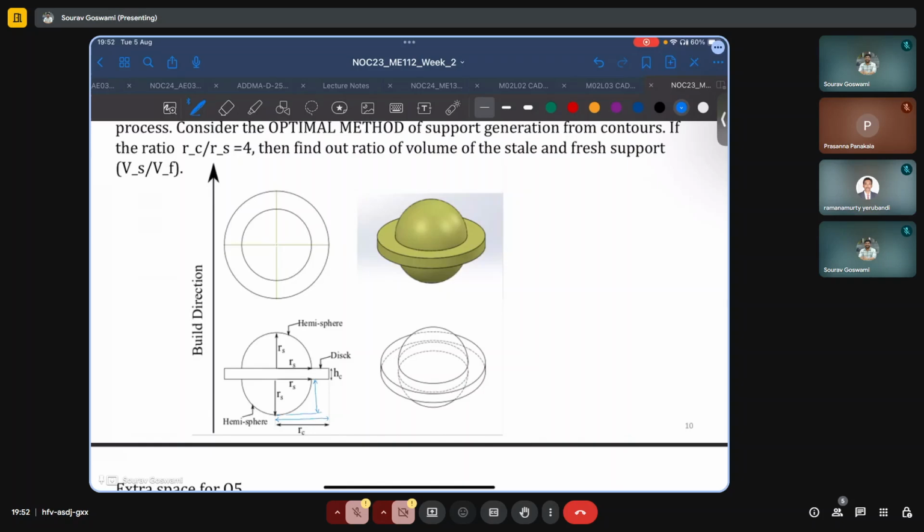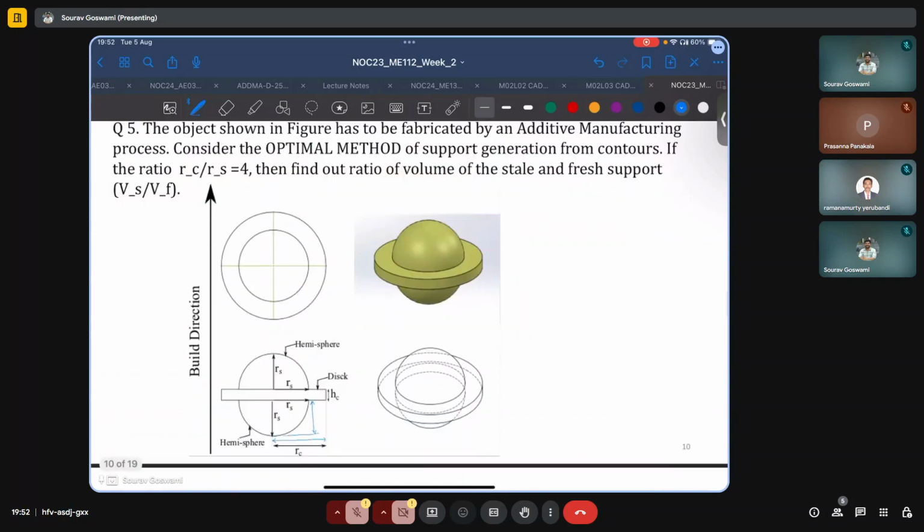Let us attempt this. Let us first try to just sketch and identify what will be the regions of stale and fresh supports. So say if we are building it on some substrate plate, the top region, as we can already see, is self-supported. It will not be needing supports.